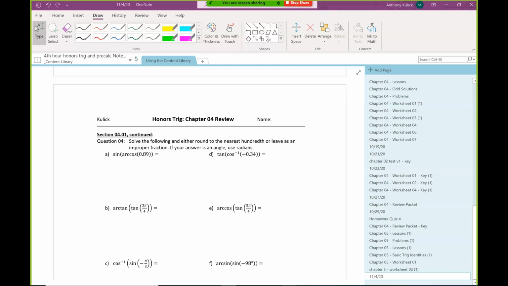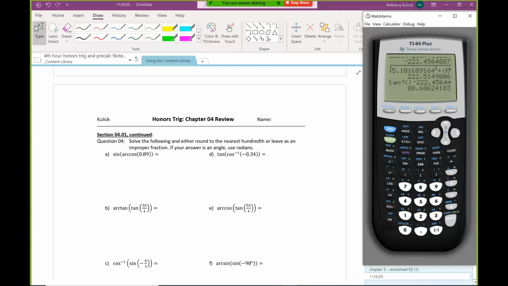So cosine inverse of 0.89 is just what I'm going to type into my calculator. I'm going to make sure, though, because it's asking for a radian answer. So let me check that real quick. Turn it to degree, or turn it to radian. And then cosine inverse 0.89, because arc cosine and cosine inverse are the same thing. So there's my value.